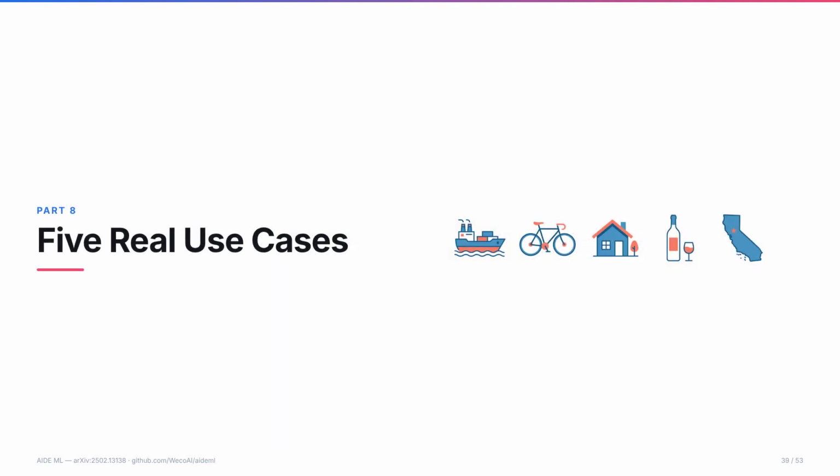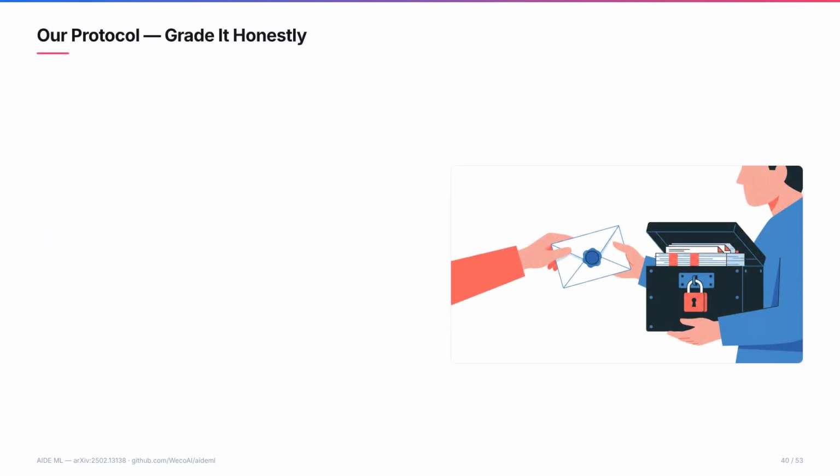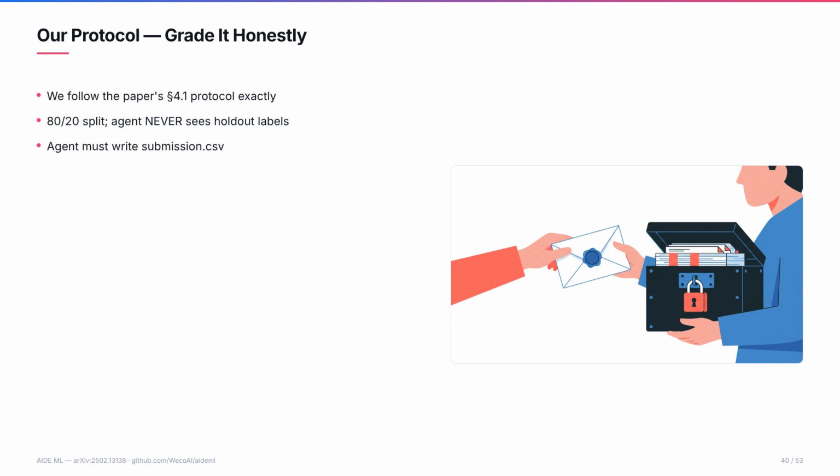Theory is cheap. Let us point AIDE at 5 real datasets and grade it honestly. Here is the critical design choice. AIDE's own metric is self-reported by a language model reading the program's output, so we cannot just trust it. We follow the paper's protocol, split each dataset 80-20, give the agent the test inputs but never the labels, require it to write a submission file, and then grade that file ourselves against the labels it never saw. That is the only way to know whether the agent is honest.